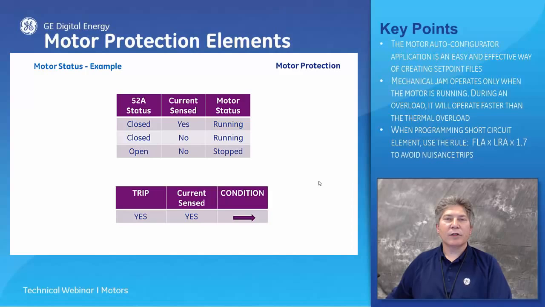Now, what happens if we have a trip condition and the relay still sees current? This is considered a breaker failure or welded contact.